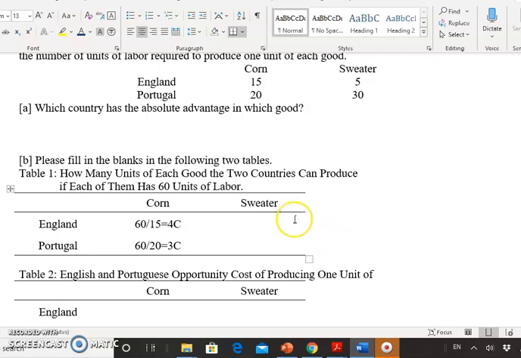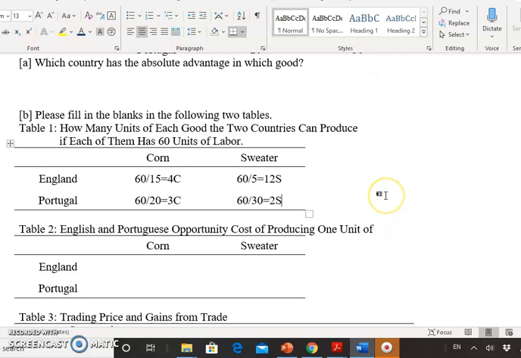Okay. All right. And for sweater production, similarly, suppose England spends all 60 units of labor producing sweaters, and for each sweater it spends 5 units of labor, so it can produce 12 sweaters. Now let's put S here. S stands for sweater. Okay. Portugal, 60 units of labor divided by 30 units of labor per sweater, so it produces 2 sweaters here. All right. So that's the first table.